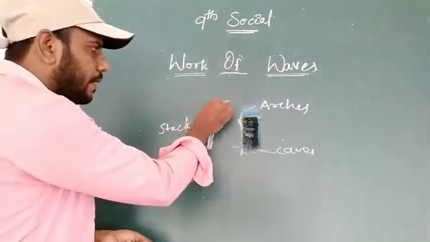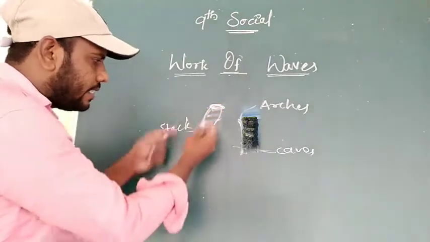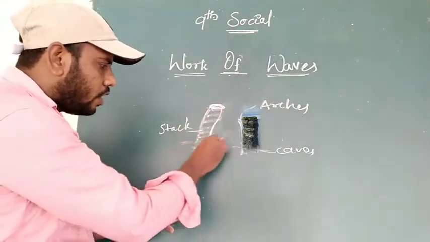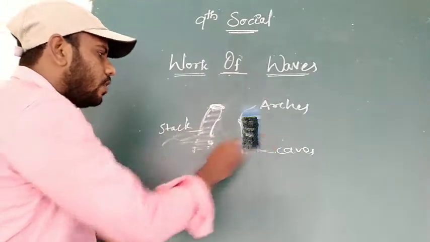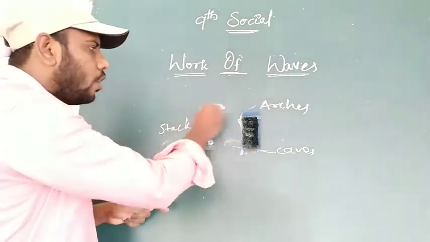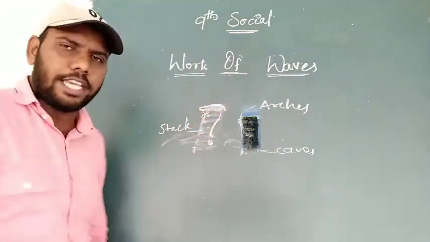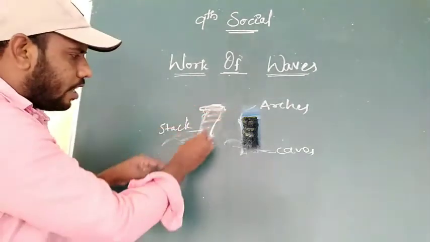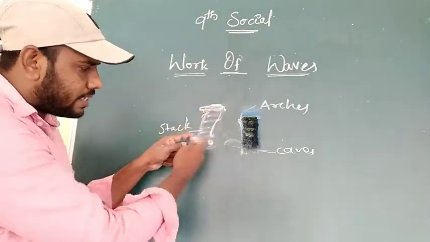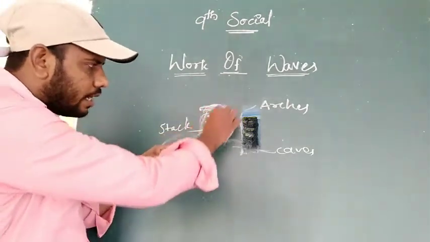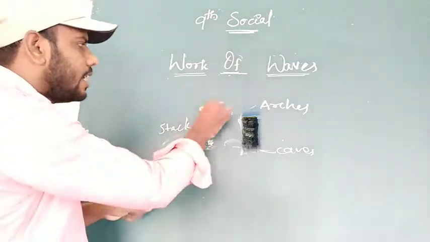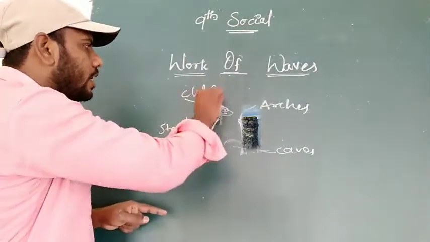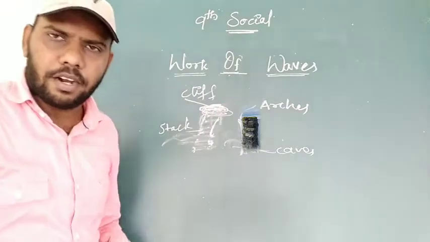And this upper part, this stack, will also be overcome by the ocean and broken. Only these parts will be remaining. So when it comes down, because these parts break, these rocks will come down and form a sea cliff. What are we calling it? Sea cliff. Remember.